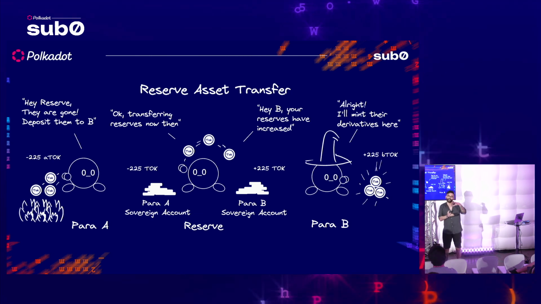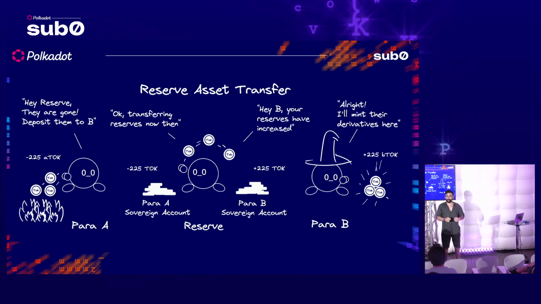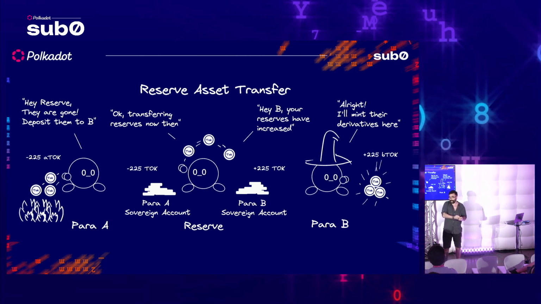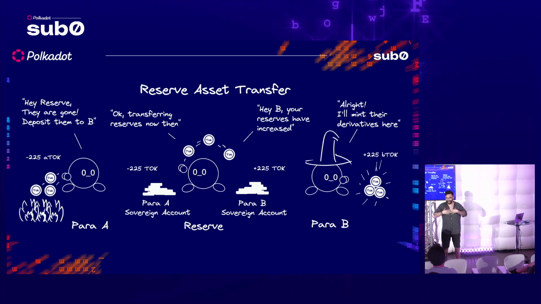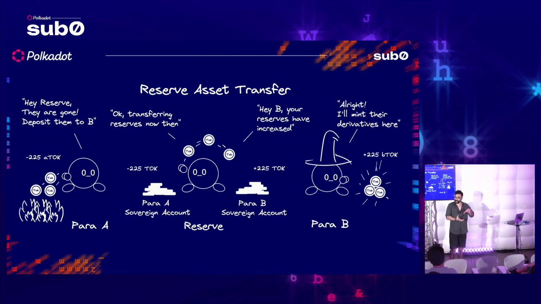It's like, okay, on your sovereign account, me as a reserve, I'm letting you print, or mint actually, receipts. Receipts that prove, which are the derivative tokens, that on the sovereign account on my chain, which I am the reserve of, you have this amount of tokens.